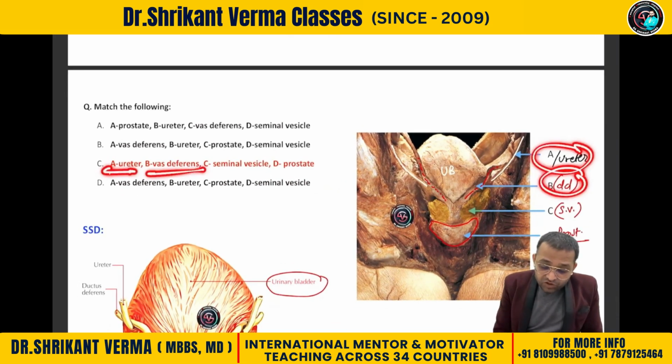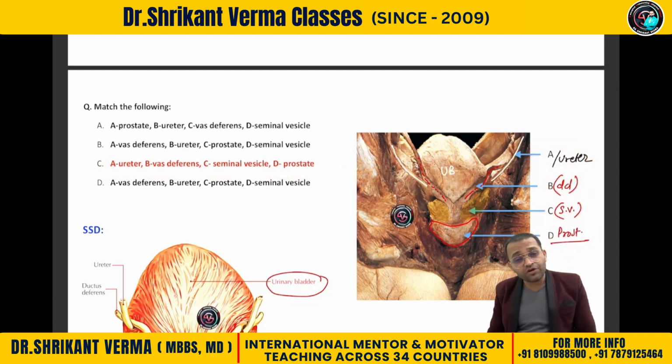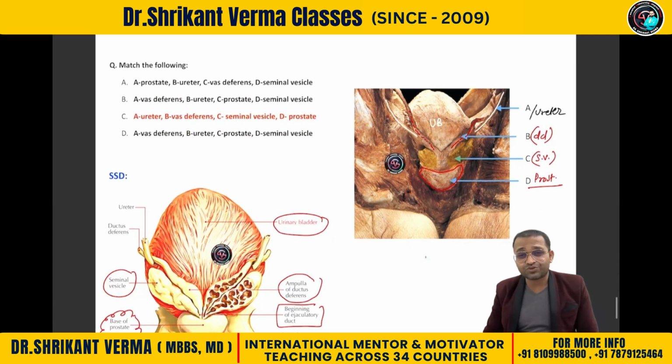A is ureter, B is vas deferens or ductus deferens, you can say. C is seminal vesicle and D is prostate. So according to the given options, answer C is correct. Now come to the next question.